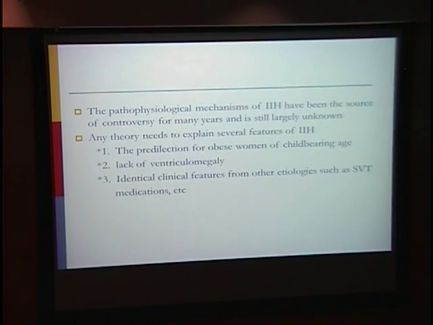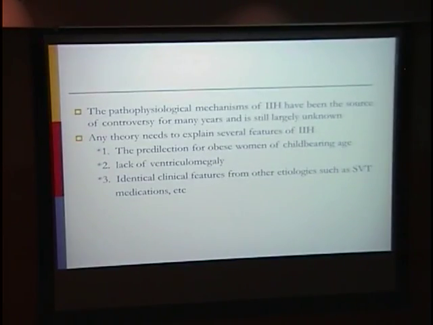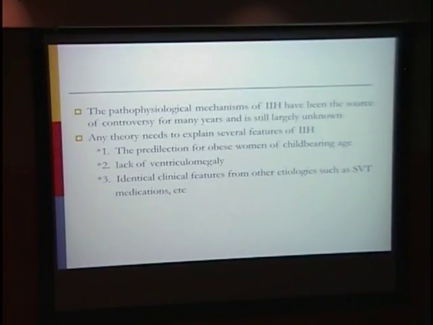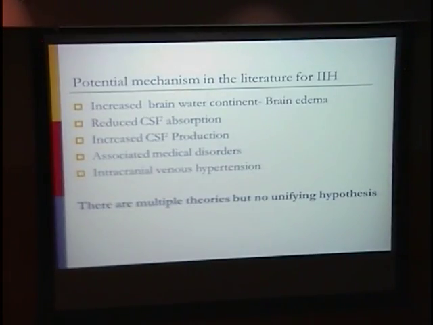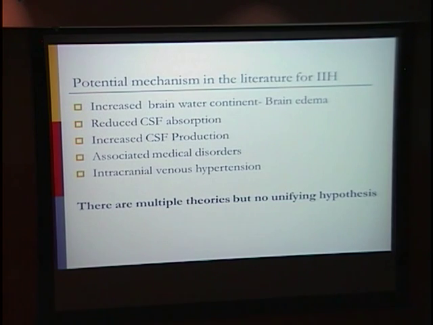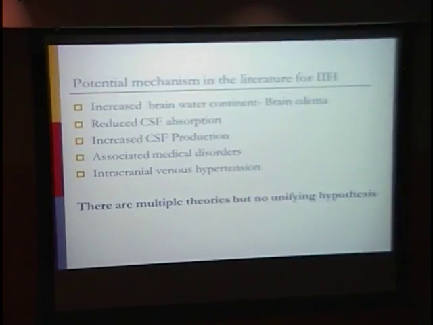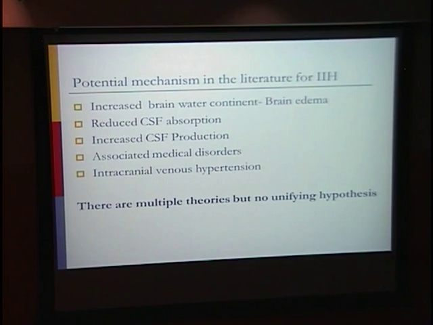The pathophysiological mechanism of IH has been a source of controversy. And all the theories need to explain several features. First of all, the predilection for obese childbearing women, lack of ventriculomegaly, and identical clinical features from other etiologies, such as sinus vein thrombosis. So there is a lot of etiology we think about: increased CSF production, reduced CSF absorption, associated medical disorder, intracranial hypertension.